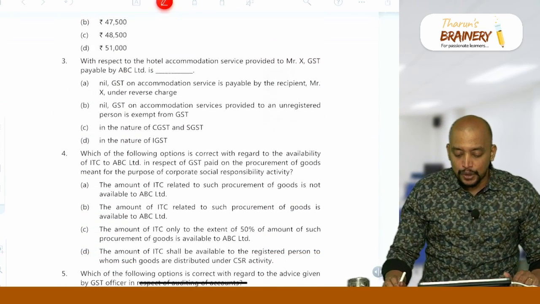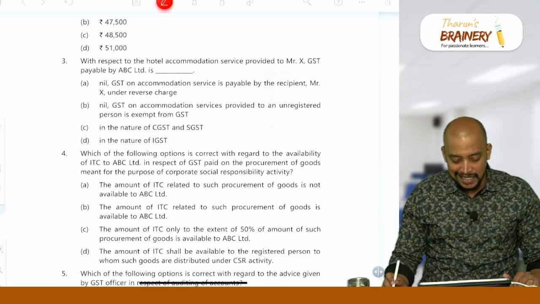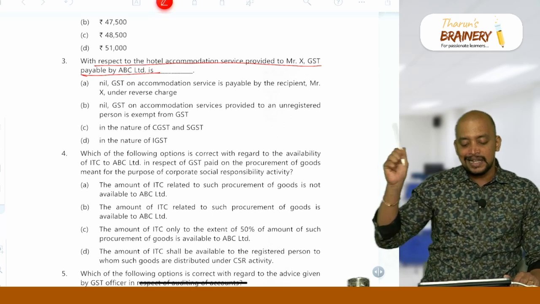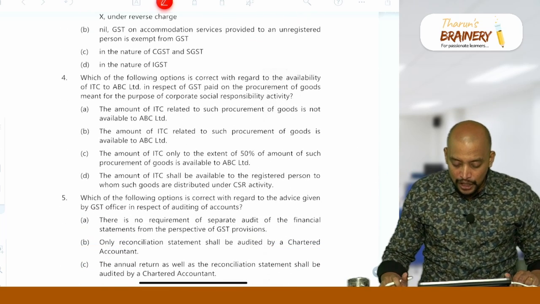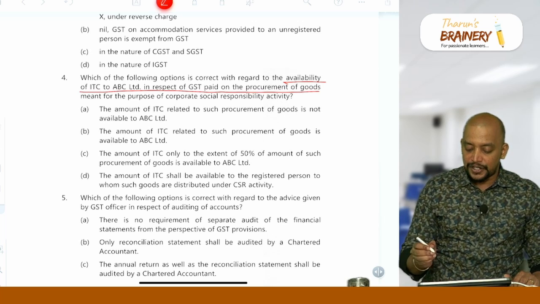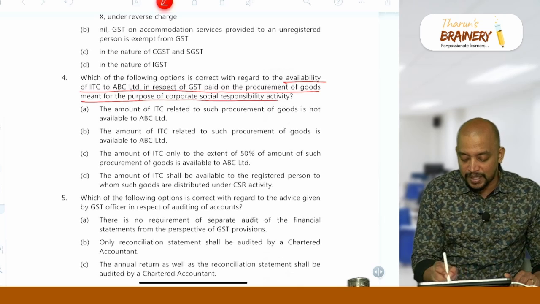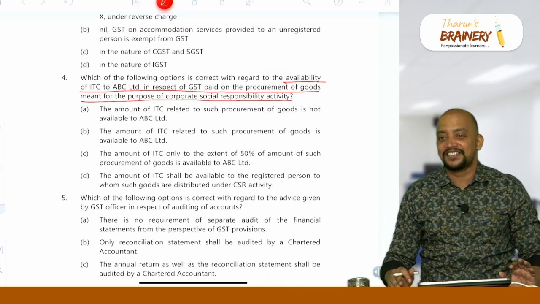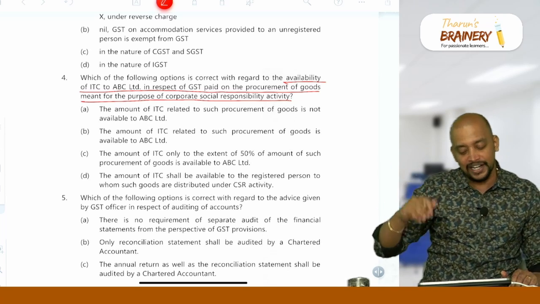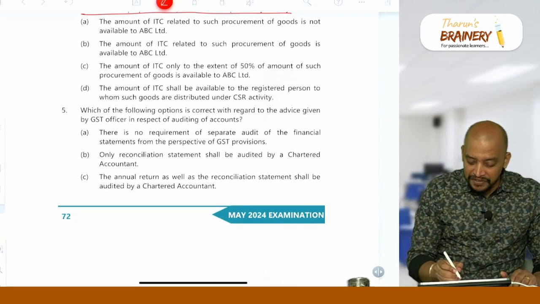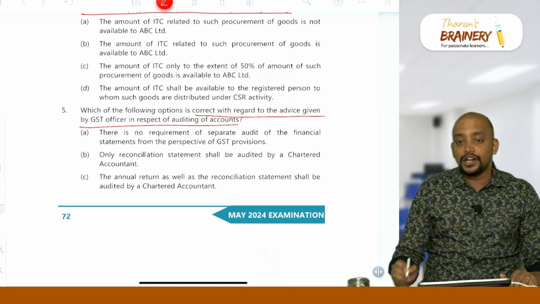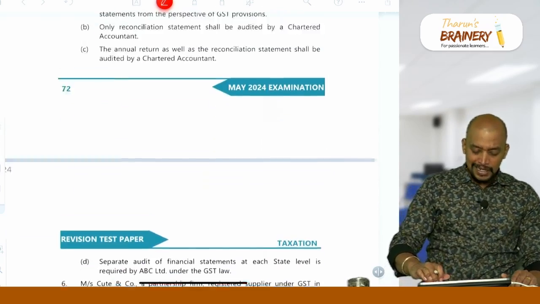Then with respect to hotel accommodation service provided by Mr. X, GST payable by ABC Limited. So related to hotel accommodation, there is one question. Which of the following options is correct with regard to availability of ITC to ABC Limited in respect of GST paid on procurement of goods meant for the purpose of corporate social responsibility? ITC not available. We know that. We don't have to read it itself because CSR is now a blocked ITC. We cannot take it, but we will read the question. Then, which of the following options are correct with regard to advice given by GST officer in respect of auditing of accounts? Now, these are the 5 questions.